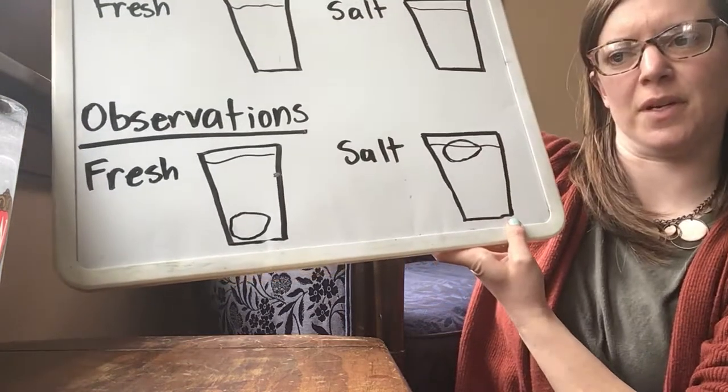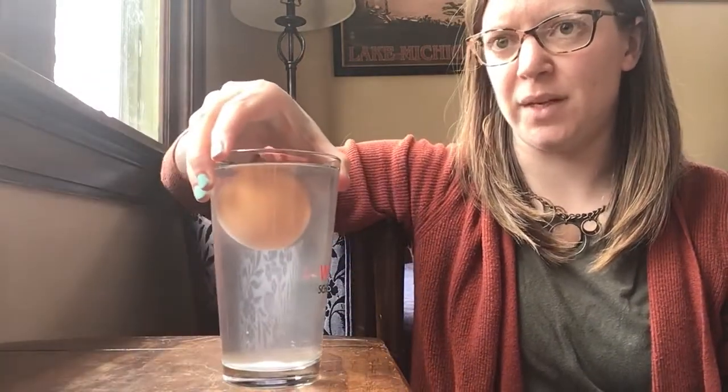Okay. Now, if you're wondering why this is, that's because salt changes the density of the water, okay? So it's basically a fancy word that means it changes the makeup of the water so that it changes whether objects sink or float, okay?